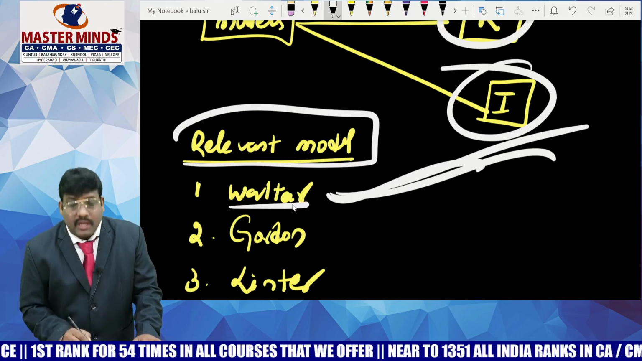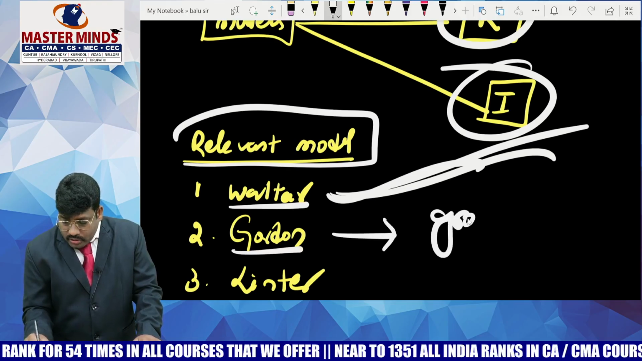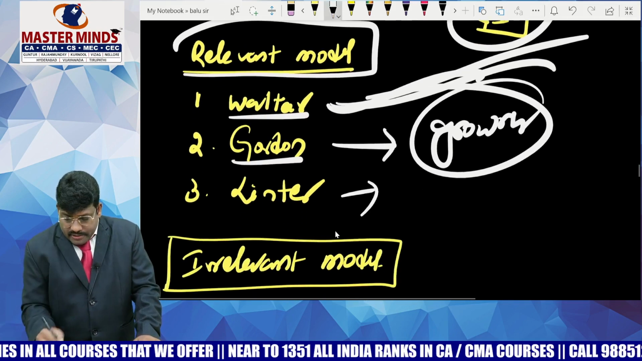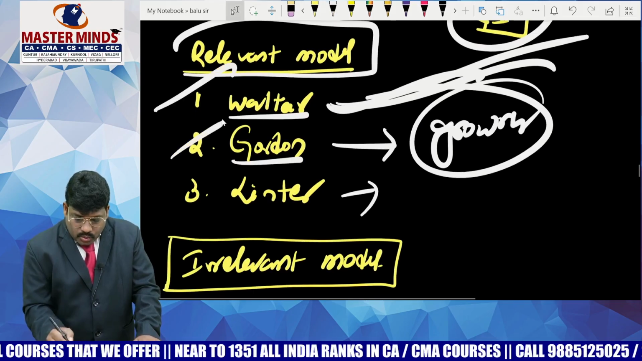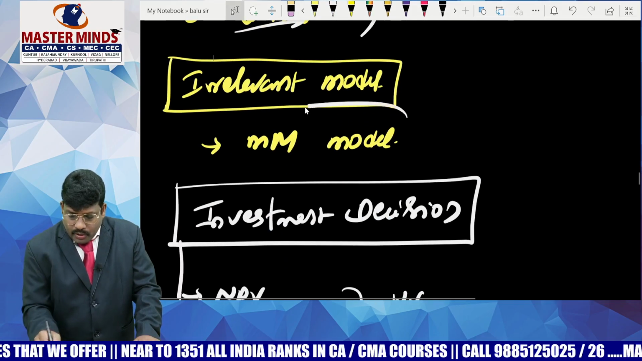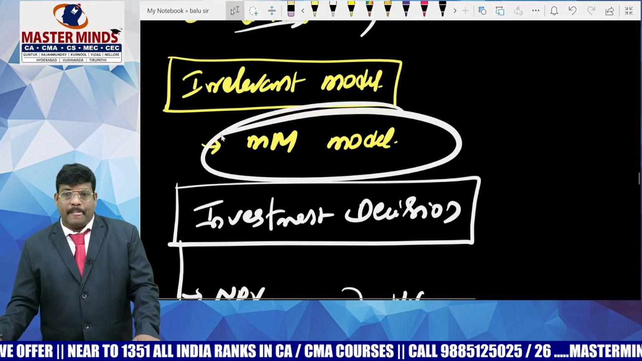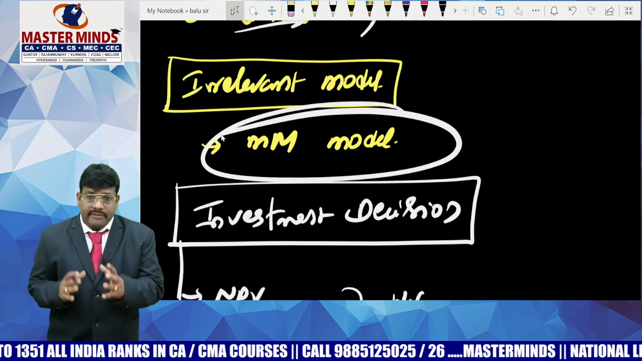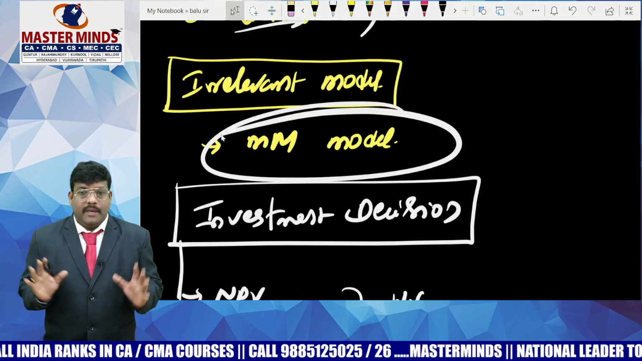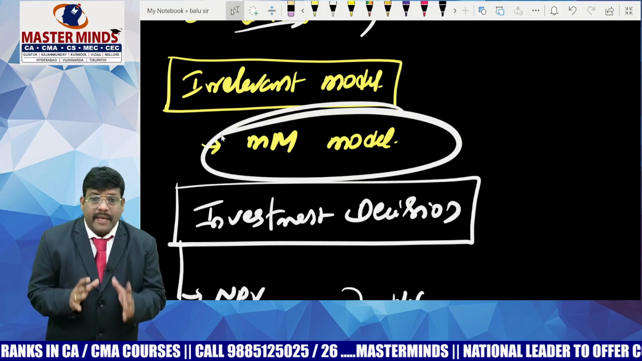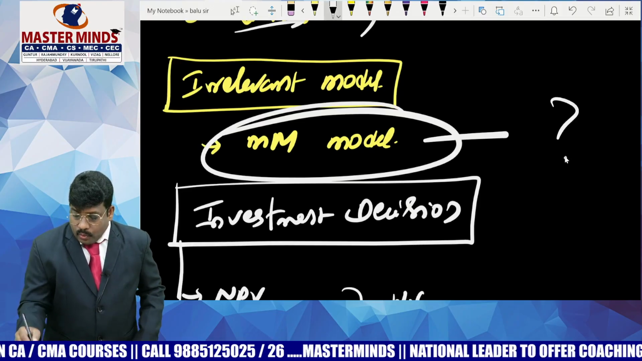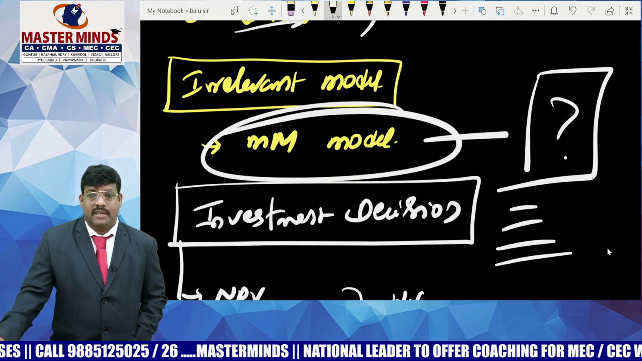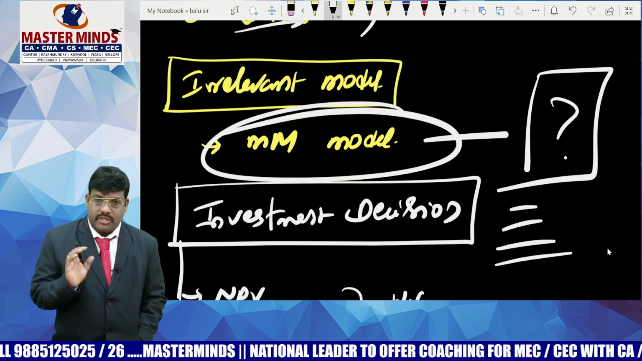So like that the Walter model and Gordon model. Coming to the Gordon model, growth rate estimation plays a very, very important role, check it out. And the Lintner model also. Comparing to 1 and 2 and Lintner, in the irrelevant model, Modigliani Miller plays a very, very important role. This model argues that whether you pay dividend or not, the market value of equity, the market value of the firm, will remain constant. So how it works, you have to concentrate on this. So I told you the 4 models, 4 formulas, which play a very, very important role.